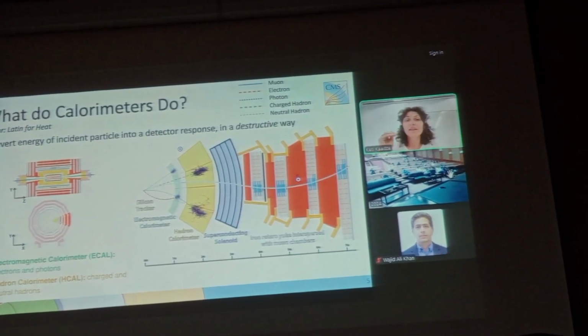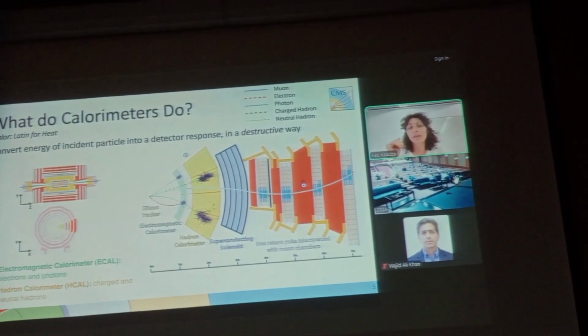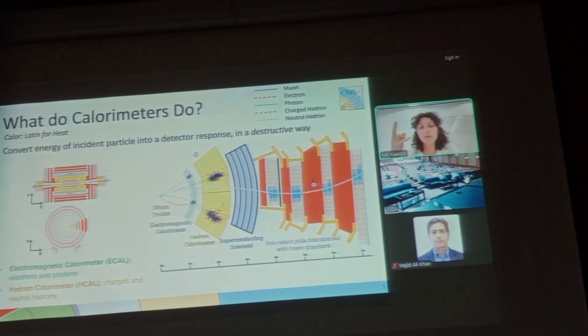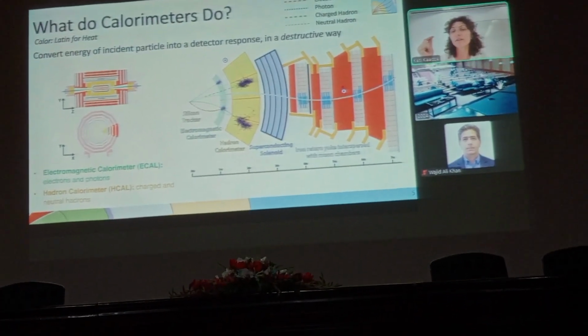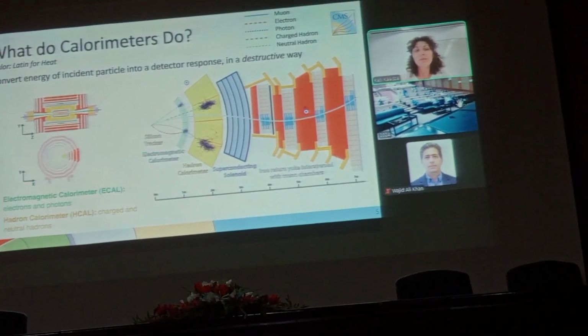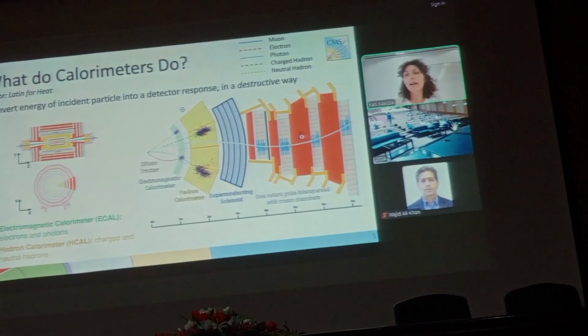That information is possible to obtain using the calorimeters, and we have two types of calorimeters, as I already mentioned. This is the electromagnetic calorimeter, targeting electrons and photons, and the hadron calorimeter, targeting hadrons.